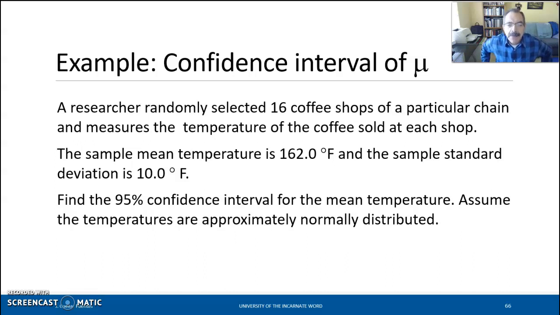This is segment 8 of the Module 7 lecture. In this part, we're going to review two examples of how to calculate the confidence interval and how to interpret it.